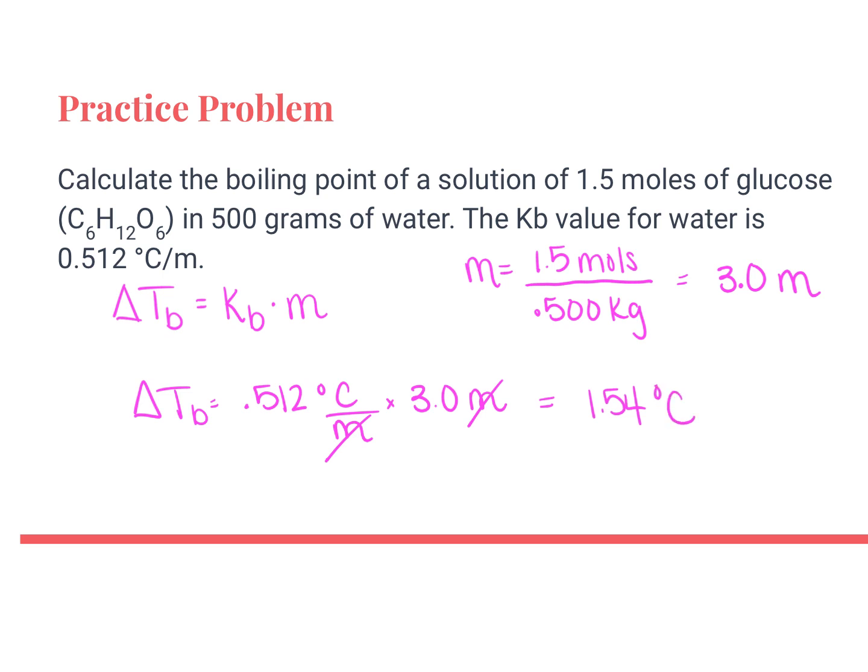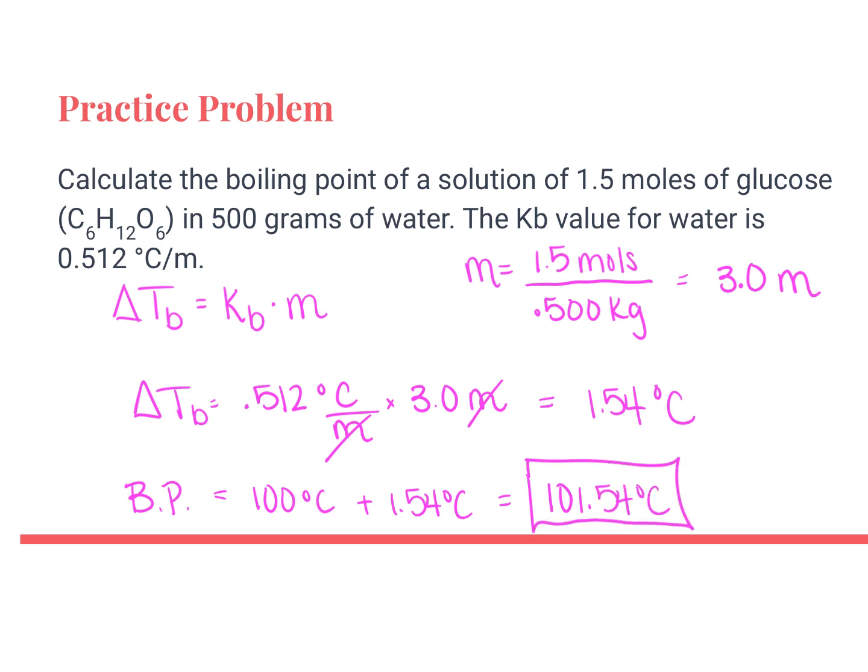That means by adding this glucose, we've raised the boiling point 1.54 degrees Celsius. To get the total boiling point, what's the normal boiling point of water? 100 degrees Celsius, and we add this 1.54 degrees Celsius to it. So the solution's new boiling point is 101.54.